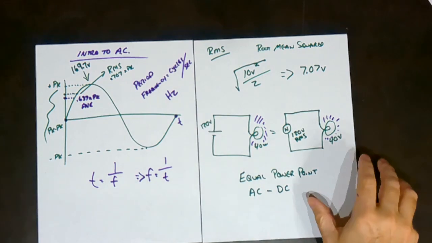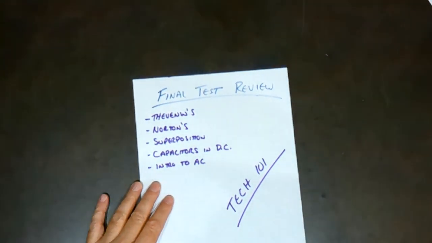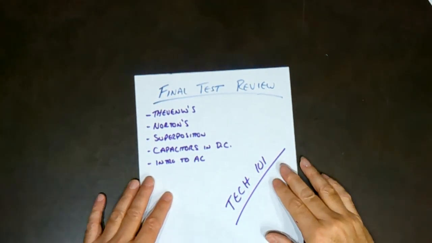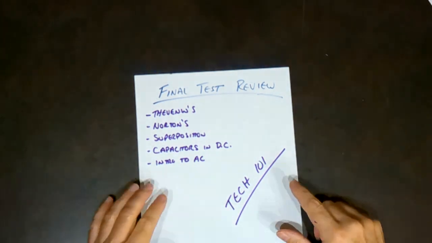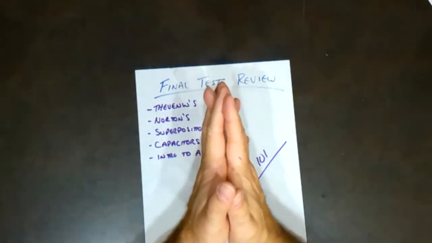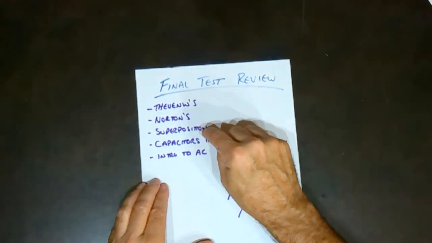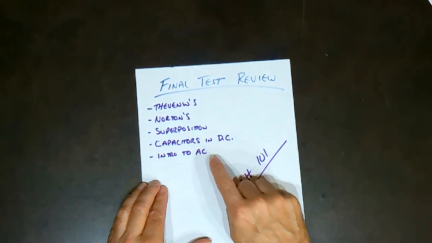So that gives you an overview of the last third of the course. Again, there's more details and examples and things like that in your full videos. So again, the other videos that I did, review for test 1, review for test 2, this is the final test review. So this one covers Thevenin's, Nortons, and the switching of back and forth, superposition theory, basics of capacitors in DC, and an intro to AC.